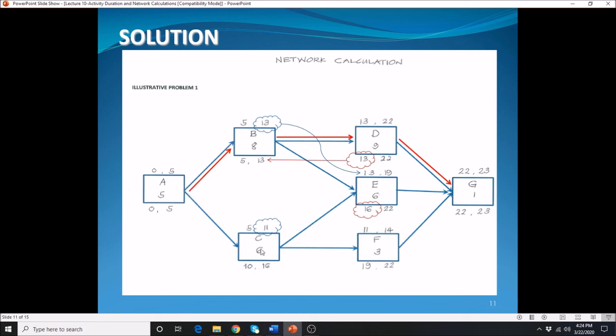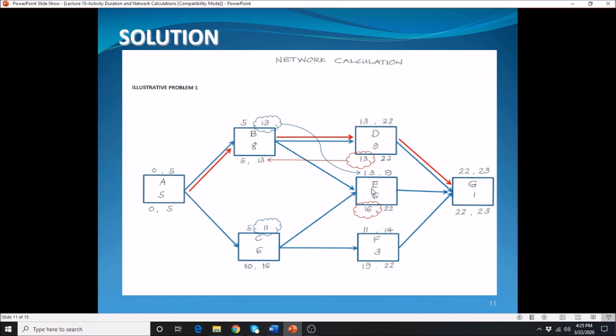Here, C is preceded by activity A. The early start of activity C is equal to the early finish of the previous activity. So 5 plus 6 is equal to 11. Activity D is only preceded by activity B, so we use the early finish of activity B, which is 13. Bring it here: 13 plus 9 gives you 22.